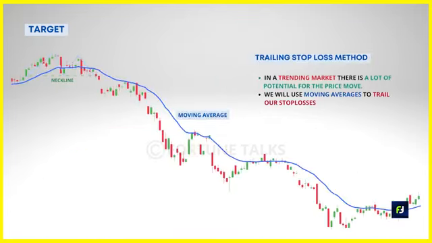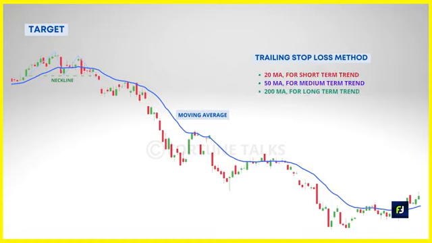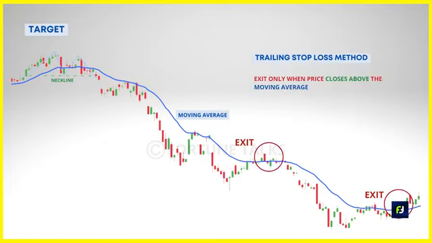The second method of trailing your stop loss is to ride big moves. We will make use of moving averages of different periods to do this. And the selection of moving averages will depend on the time frame that you're trading on. So for capturing short-term trends, you use a 20-period moving average. For a medium-term trend, you use a 50 moving average. And for a long-term trend, you use 100 or 200 moving average. And we will exit the trade only when the price moves below the trailing stop loss.